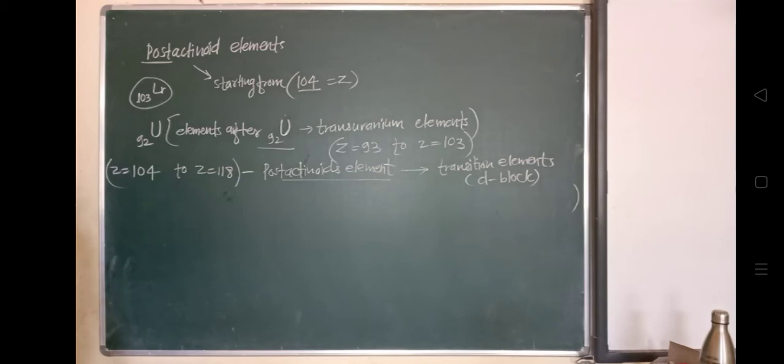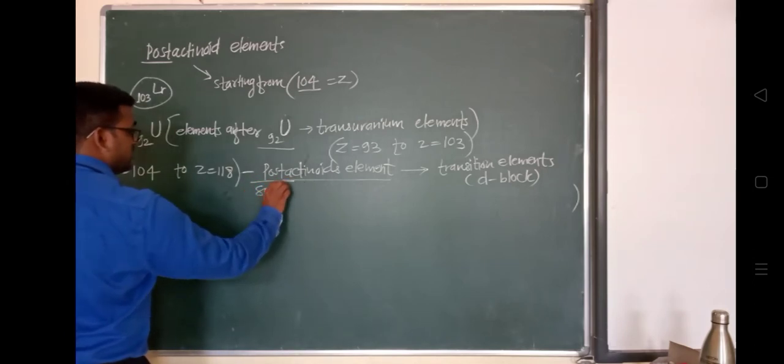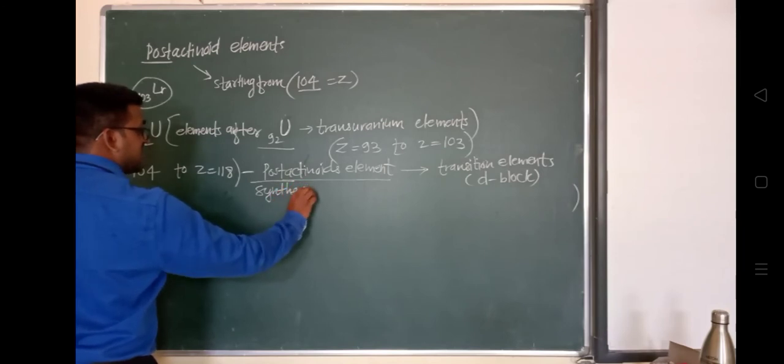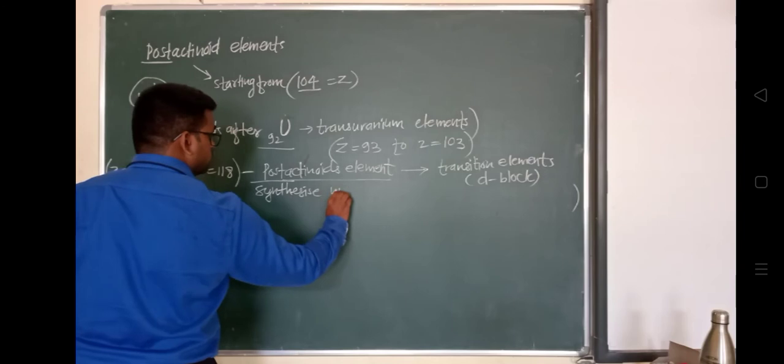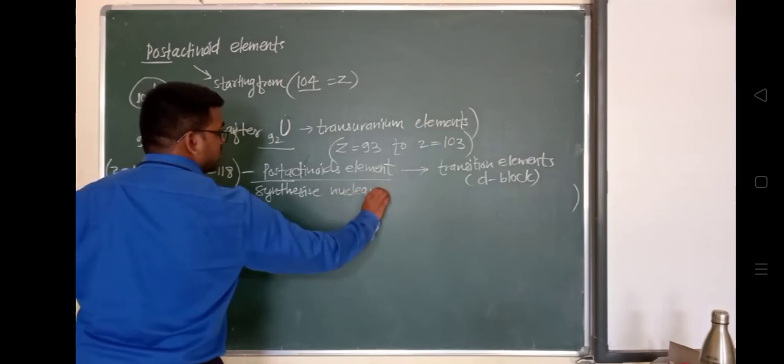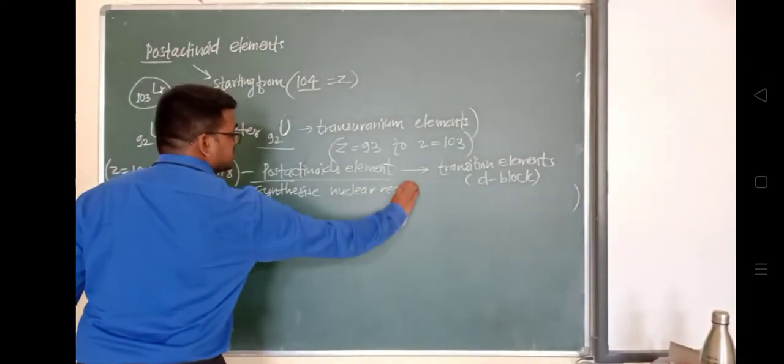Nine post-actinoid elements have been synthesized. It is difficult to study their chemistry. Okay, so this is very important. It is difficult to study the chemistry of these elements.